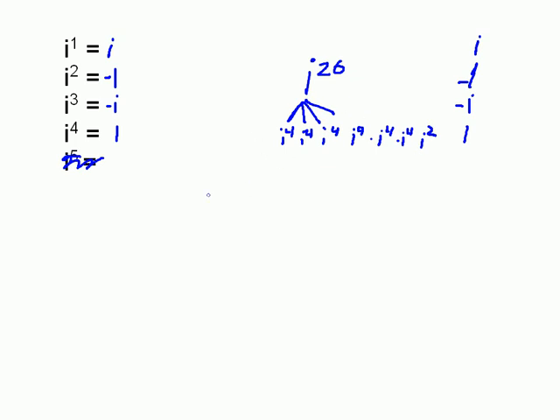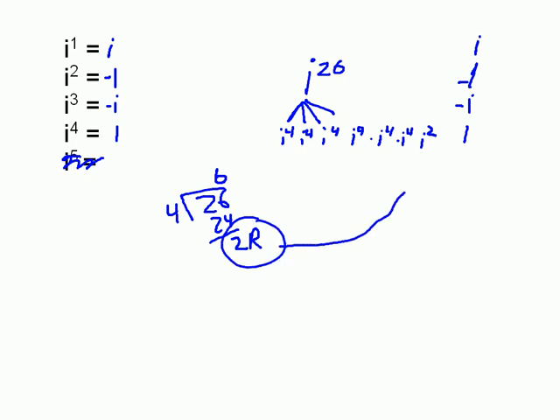Now, I did it this way. You're not going to do that every time. You're just going to say 26, how many times is it divided into 4? I go, well, it goes 6 times. That's 24 with a remainder of 2. That's what I'm interested in, the remainder of 2. That tells you what you have left.